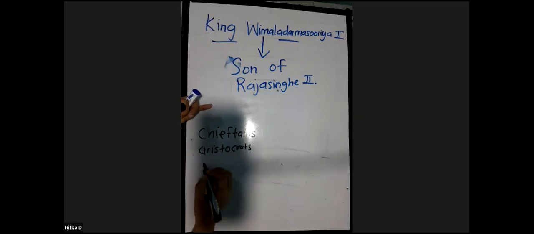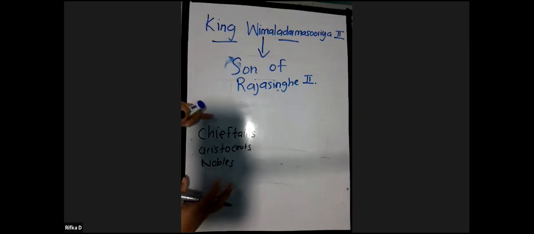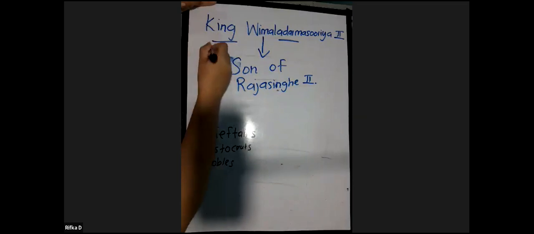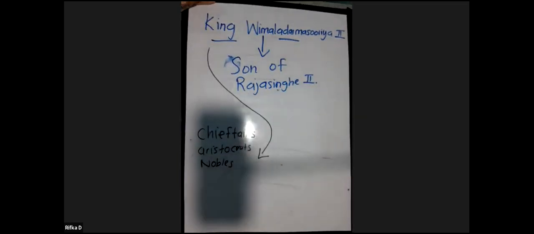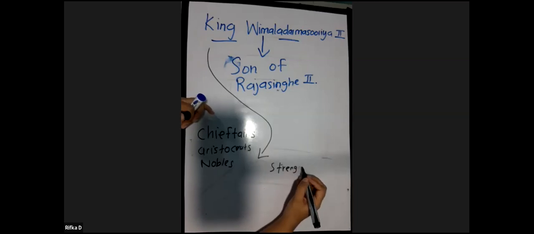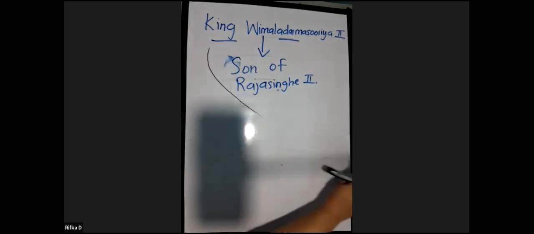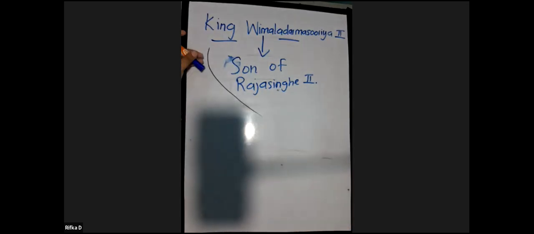Aristocrats and the nobles, right? We know that they are like ministers who used to be there in the king's council to assist the king. So when the king was weak at that time, who automatically will become powerful? Here, the chieftains strengthened during the period of King Vimala Surya II. But he was able to render many services for the betterment of Buddhism at that time.